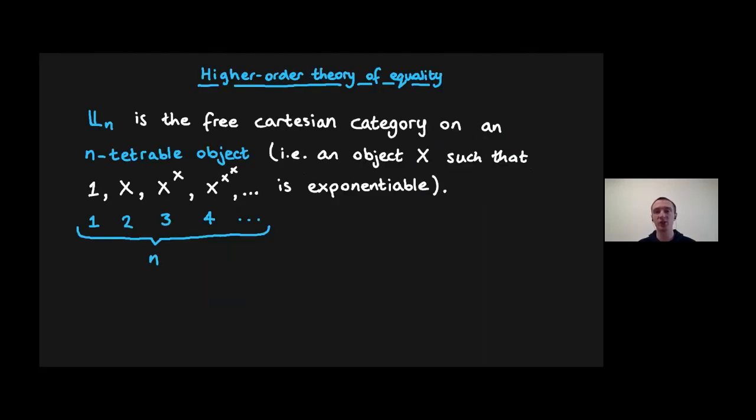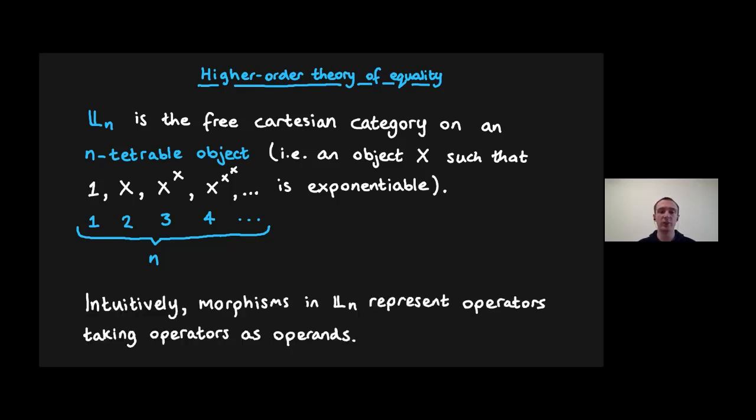So the structure will start to look familiar because, again, we're going to look at the free Cartesian category, but instead of taking the free Cartesian category on an exponential object, we're going to take it on an n-tetrable object, which intuitively is just an object that can be exponentiated a fixed number of times. So in the second order case, we can form the object x to the power of x. In a third order case, we can form the object x to the power of x to the power of x, and so on. And we'll also consider omega order. An omega tetrable object is one where we can just exponentiate it as many times as we like.